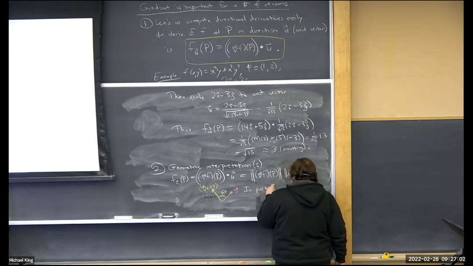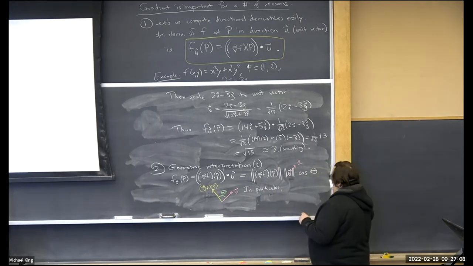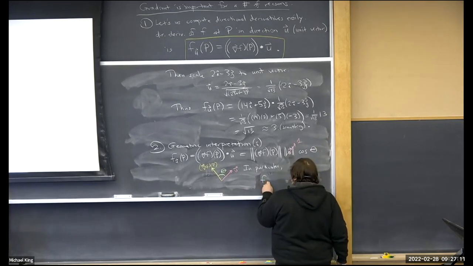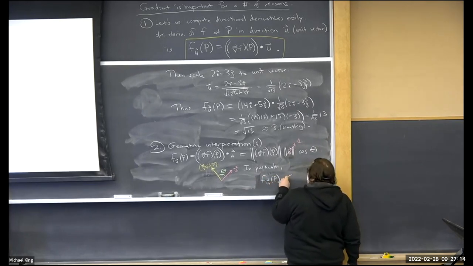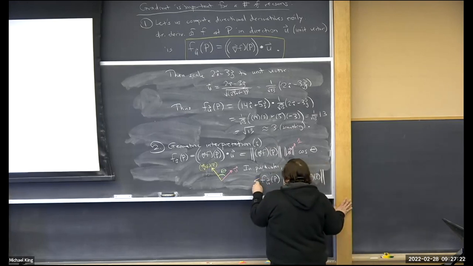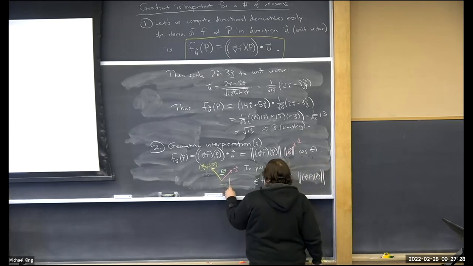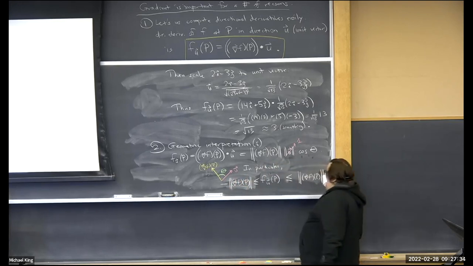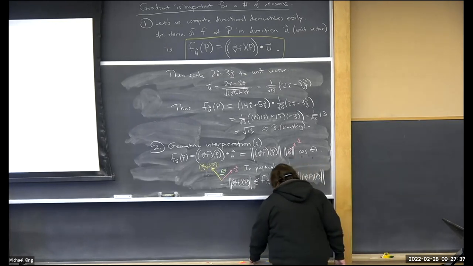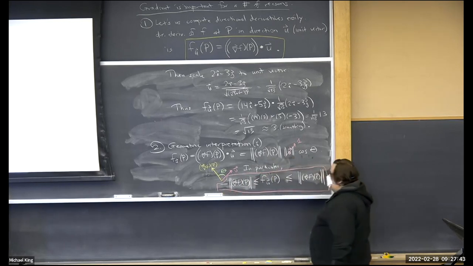This is what I was saying last time. This feels important, so I wanted to recap it. In particular, the directional derivative at a point: the most it could be is the magnitude of the gradient, and the least it could be is when the cosine is -1, so negative the magnitude of the gradient. The directional derivative is between those two values.